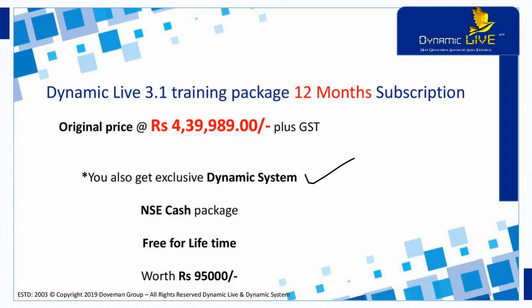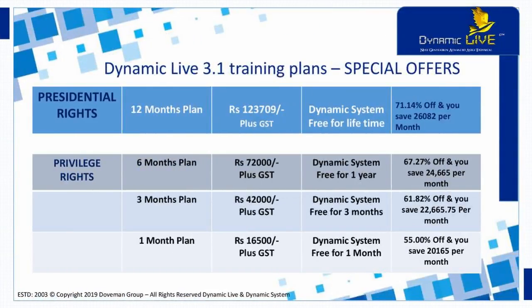But this was the original price. Of late, once this dynamic method, the stock market intelligence, came into the picture, there were some real special offers presented for you. Now, what are these special offers coming your way? Let us look at this. Now, there is this Presidential Rights package wherein the same 12-month plan, instead of 4,39,000 rupees, you are getting at just 1,23,700 plus GST, where you get Dynamic Live for one entire year, and you'll also get dynamic system free for lifetime.